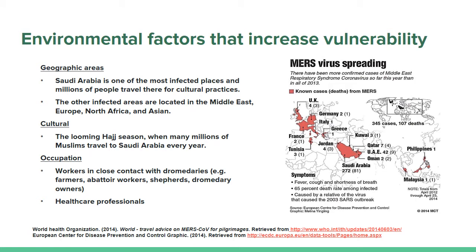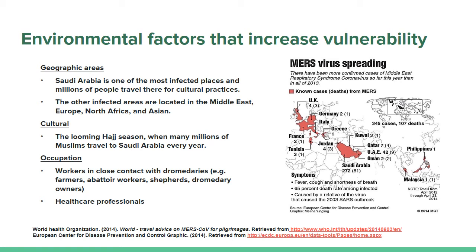Environmental factors that increase vulnerability. Geographic areas. Most Middle East respiratory syndrome coronavirus infections are concentrated in the Kingdom of Saudi Arabia, where the virus was first discovered. The other infected areas are located in the Middle East, Europe, North Africa, and Asia.